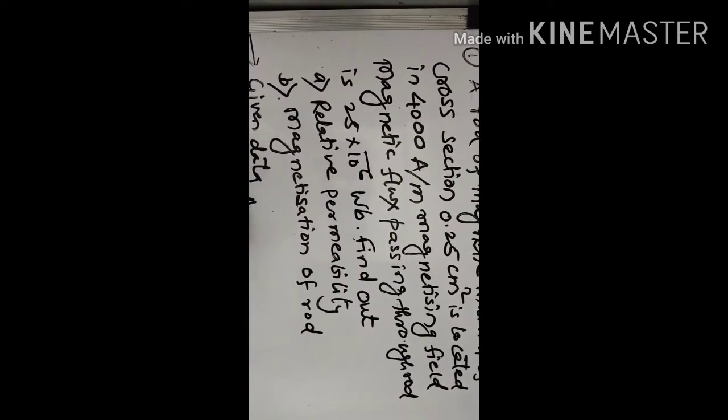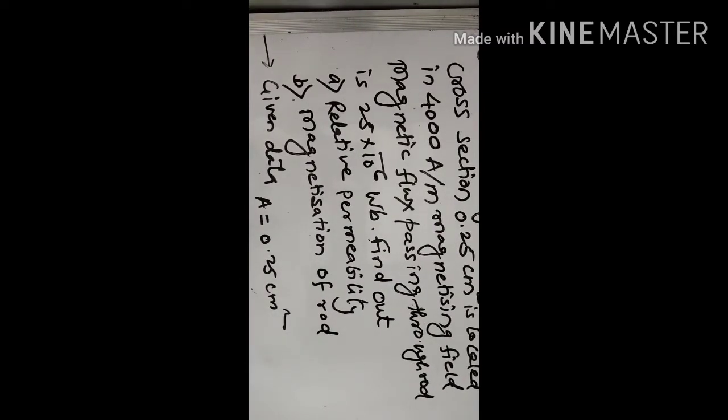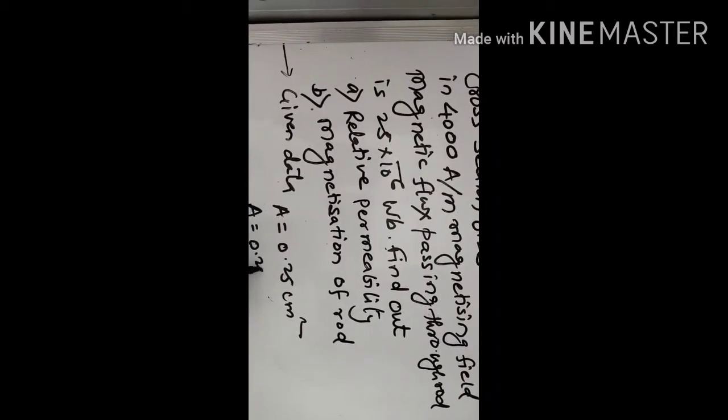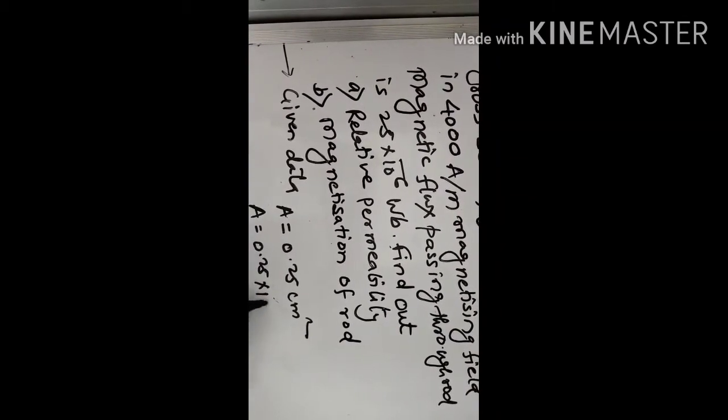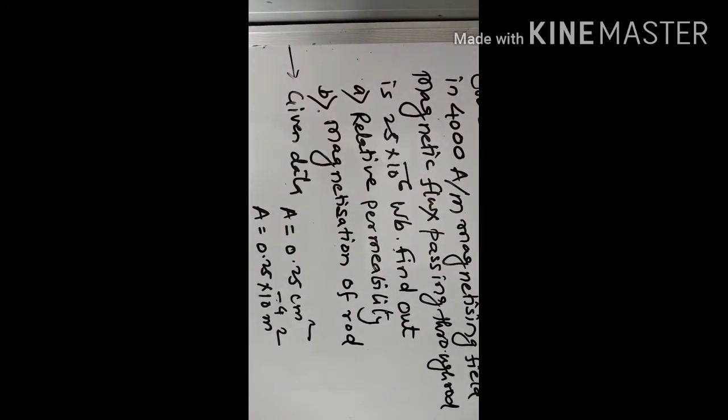So the area of the rod of cross section, how much is A? A is equal to 0.25 centimeter square. So therefore A is equal to 0.25. We have to convert it into SI unit, that is in meter square. So 10 to the power minus 4 meter square.